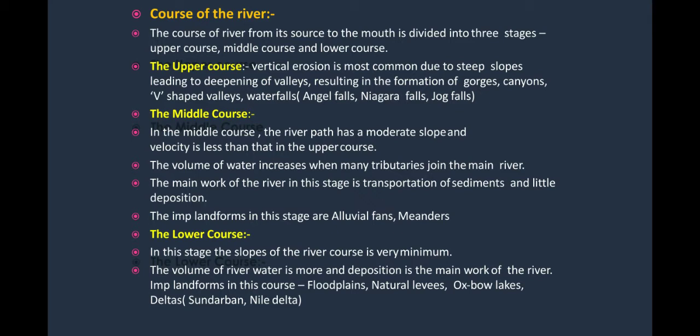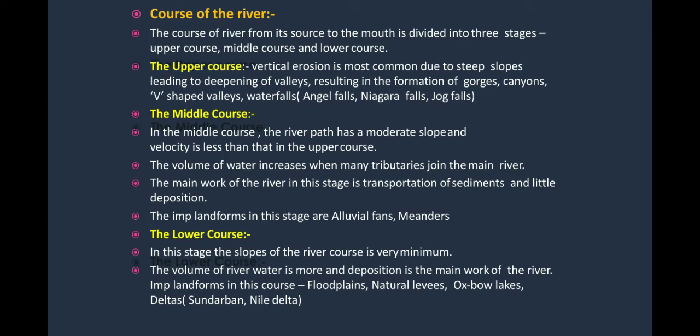It becomes a little slow, and the velocity is less than that in the upper course. From up, when it comes, it will be very fast. When in the middle, it becomes a little slow. The volume of water increases when many tributaries join the main river.